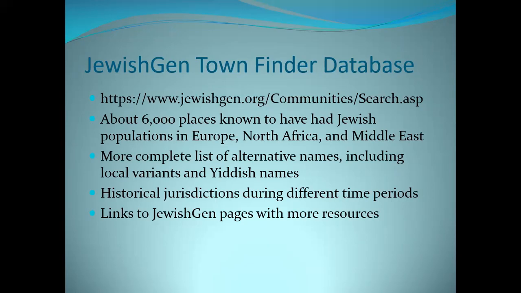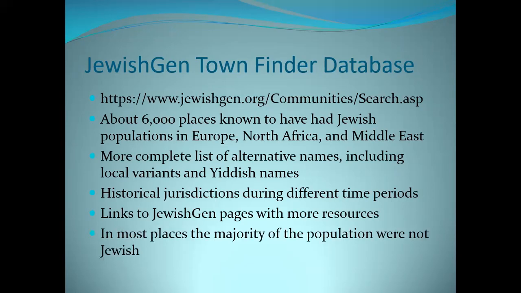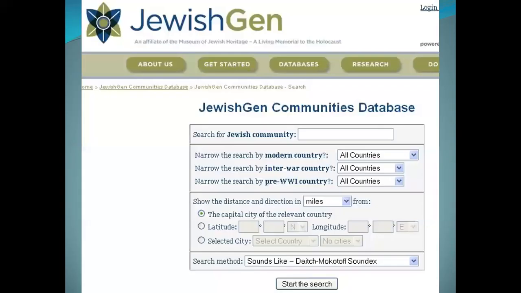Different historical jurisdictions during specific time periods. So who controlled it, which country, what was the county it was in at that time. And if there are more pages on Jewish Gen with information, there's going to be links to them. Most of these places, majority of the population was never Jewish. Most of the time it was a minority.